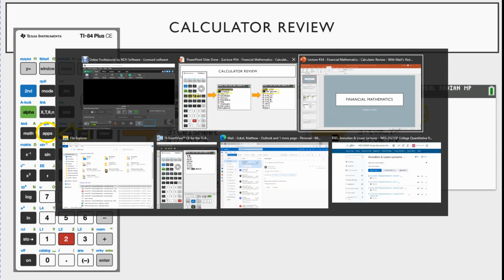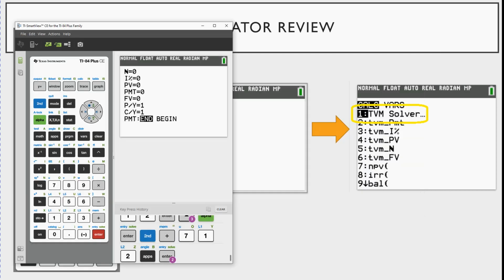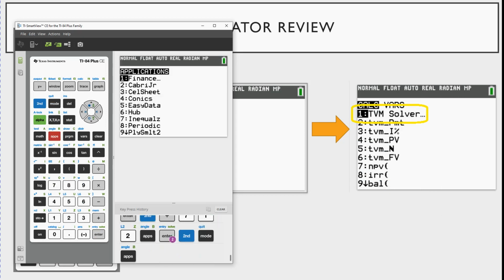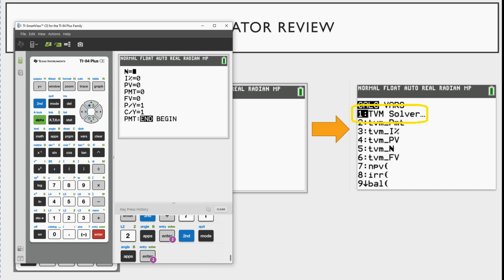So on your calculator, I load it up. The way you find it is you just click the Apps button, Finance, and then TVM Solver. And then you're going to see there are all these things that we're going to have to put in. It's going to seem a little confusing at first, but after you get the hang of it, I promise you these problems are going to go really, really quick.